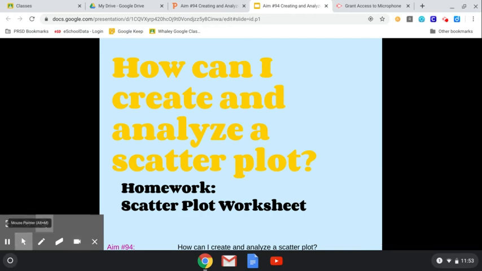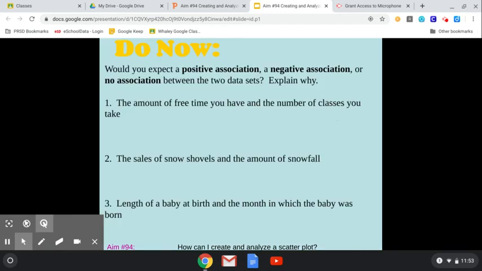Okay. So as you can see, our aim today is going to be to create and analyze a scatter plot. By analyzing, I mean describing what the correlation is and maybe even making a prediction. Who knows? Okay, so let's skip right into the do now that I created for today.